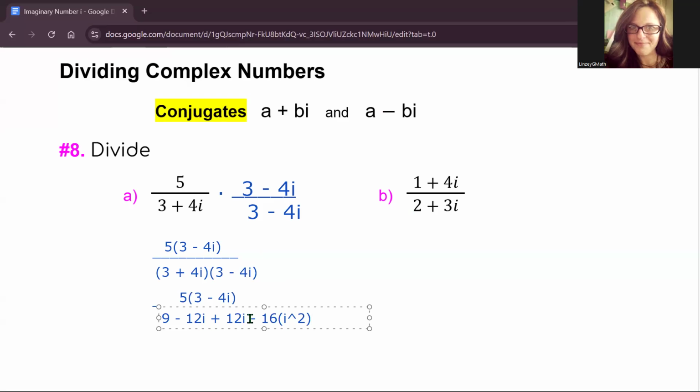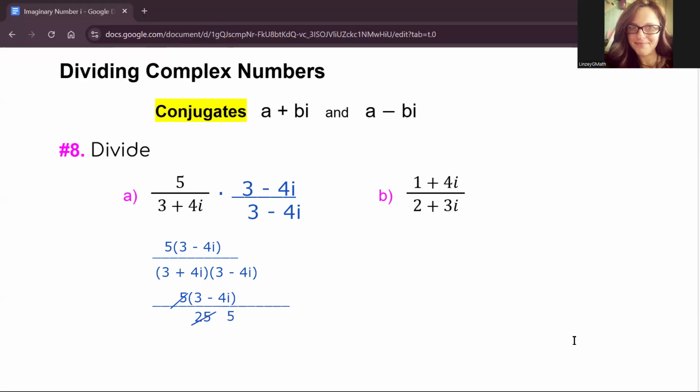Negative 12i plus 12i cancels out. i squared is negative 1. Negative 16 times negative 1 is plus 16, and 9 plus 16 is 25. And then the 5 and the 25 we can reduce. We're left with 5 in the denominator.